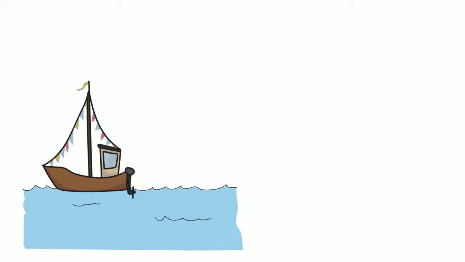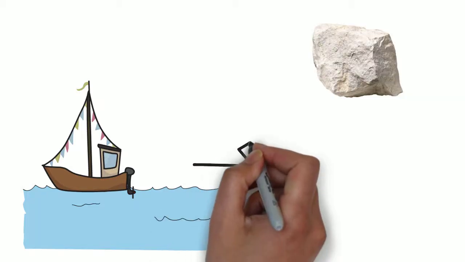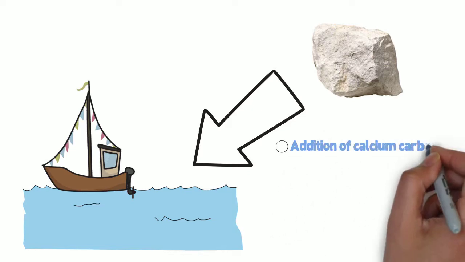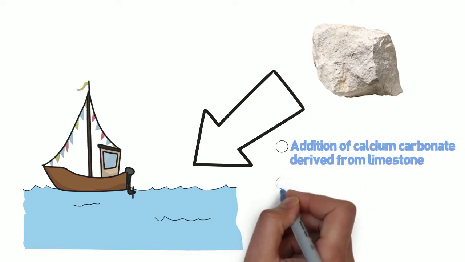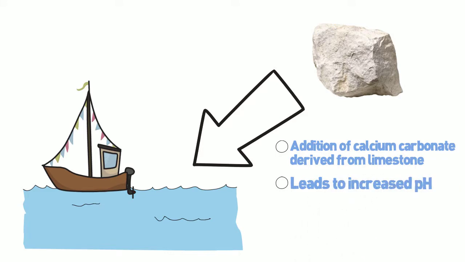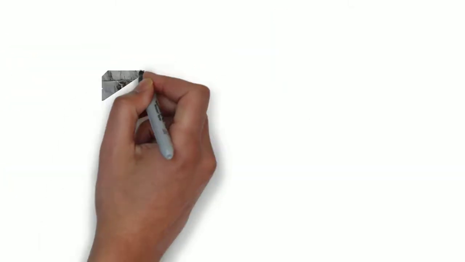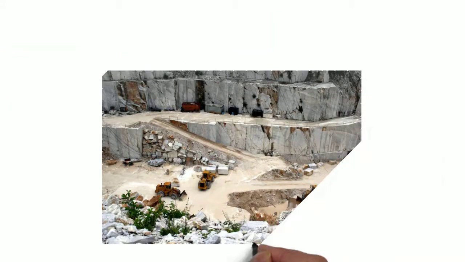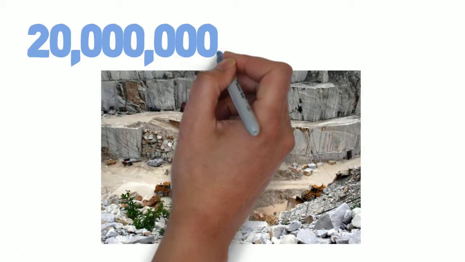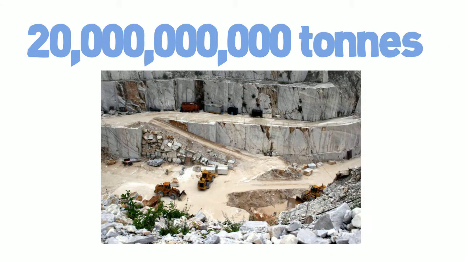Several methods of combating acidification have been proposed, one of which is the addition of bicarbonate derived from limestone to the seawater in order to raise the pH. However, this would require the mining and transportation of 20 billion tonnes of limestone per year to maintain current ocean pH levels. This would obviously create many other problems due to the removal of habitats and greenhouse gas production through mining and transportation. For this reason, this method may only be feasible on local scales.